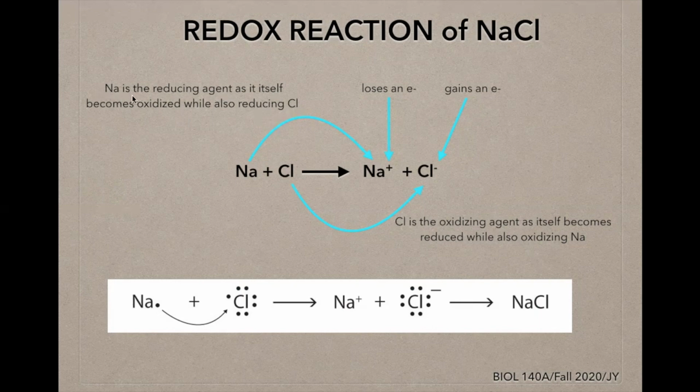All right, so we can see that here. Na loses an electron and it becomes positively charged, it becomes oxidized. Chlorine gains an electron and it becomes negatively charged. It is now termed the chloride ion. And so in this case, chlorine is actually the oxidizing agent as it itself becomes reduced while also oxidizing sodium.